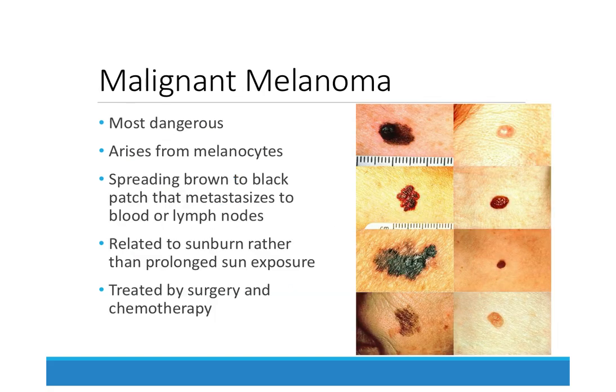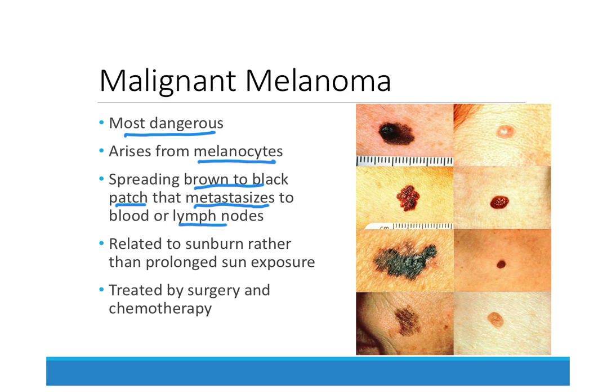And last of all, we have malignant melanoma, and this is the most dangerous. It comes from melanocytes going bad. Since melanocytes are the cells that produce melanin, those are the cells that have more color, so with this type of cancer you see brown or black patches that will spread, and they metastasize into the blood to travel to other parts of the body or to the lymph nodes.